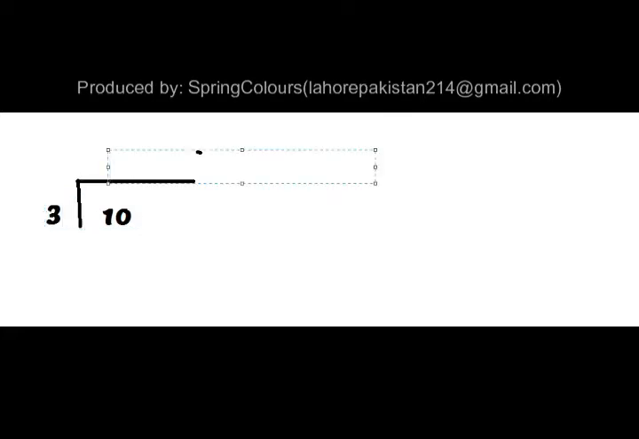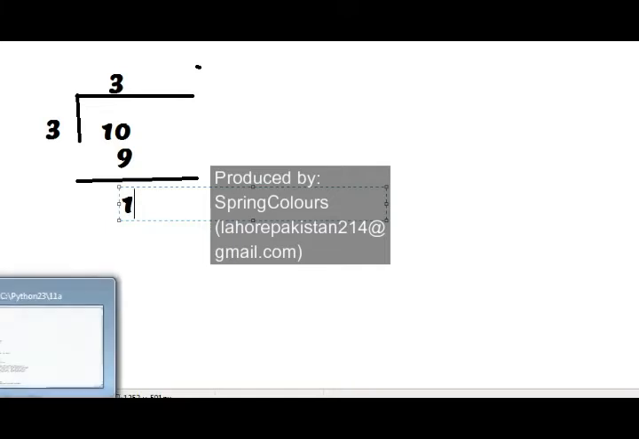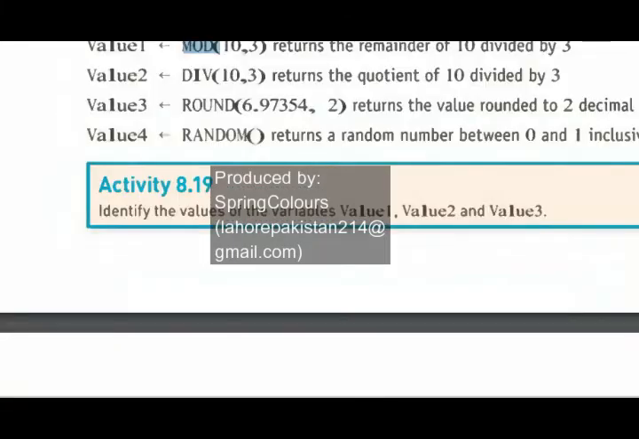So if we divide 10 by 3, 3 into 3 is 9, and then we will draw a line under it, and 10 minus 9 is 1. 1 will be the remainder or mod of this division. So the value which will be stored inside value 1 will be 1.